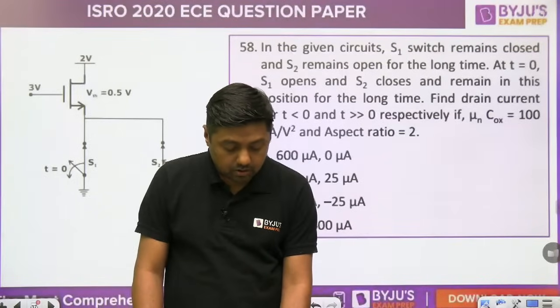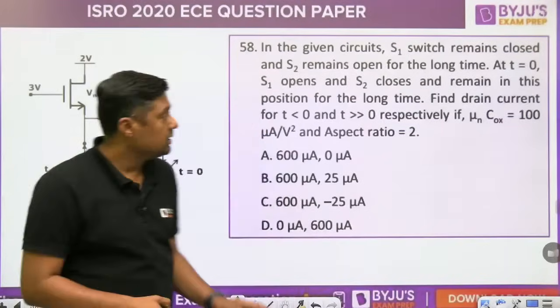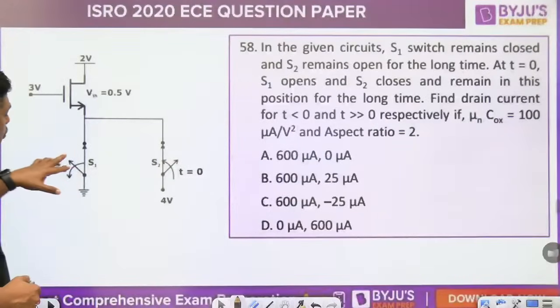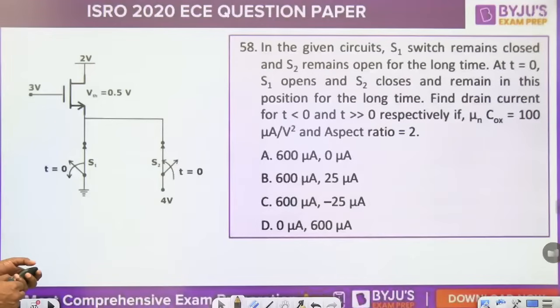Okay, then focus on the board. There are two switches, one is S1 and one is S2. In the given circuit, S1 switch remains closed and S2 remains open for a long time. Initially S1 is closed, S2 is open. At t equal to 0, S1 opens, S2 closes and remains in this position for a long time. Find the drain current for t less than 0 and for t much greater than 0 respectively. Given mu n Cox is 100 and aspect ratio W by L is 2.